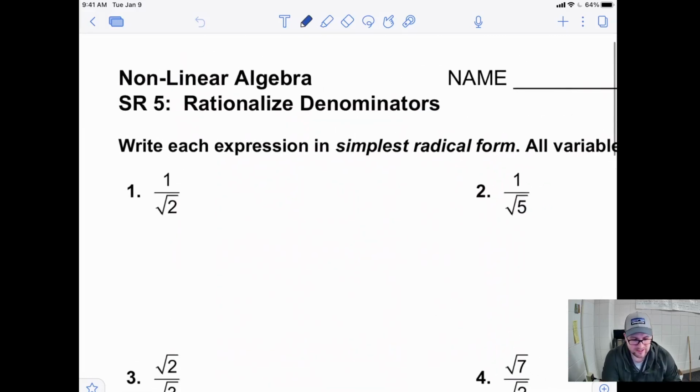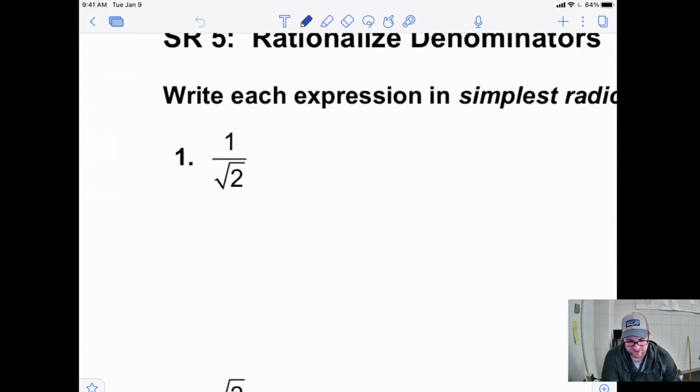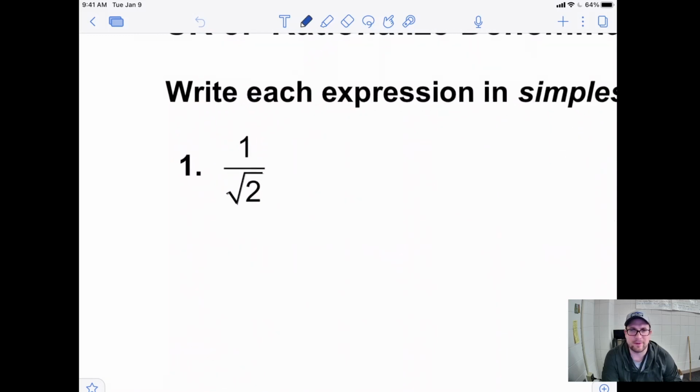We are going to be talking today about how we rationalize denominators. Basically, what we mean when we say rationalize denominators is that we cannot, in math, this is something that's gone on for a long time, have a square root in the bottom of our denominator.